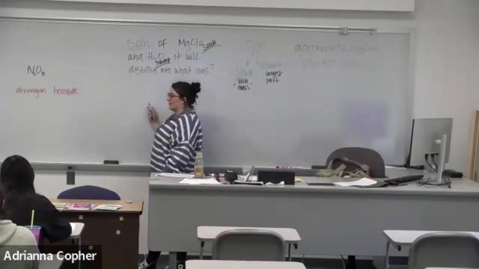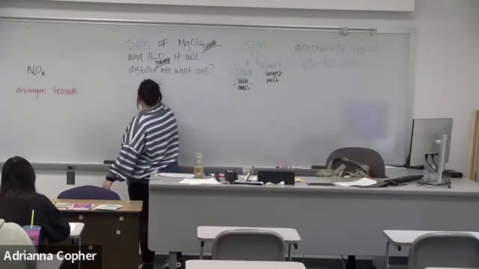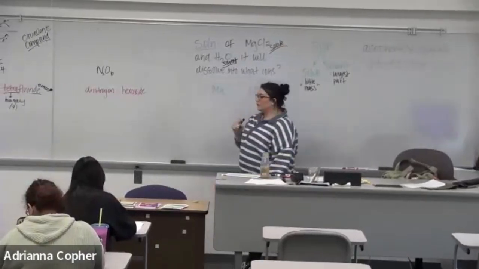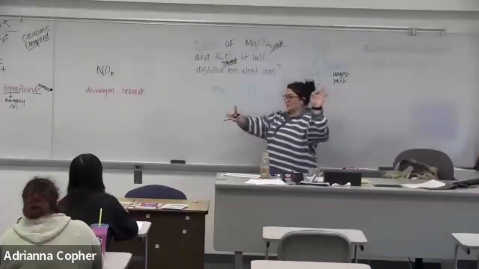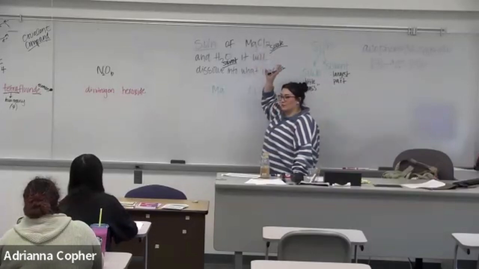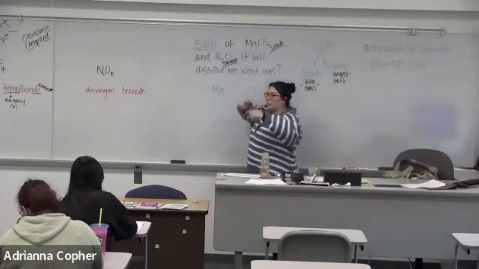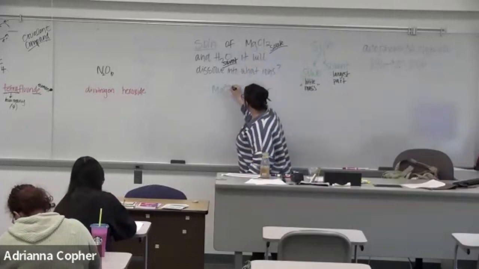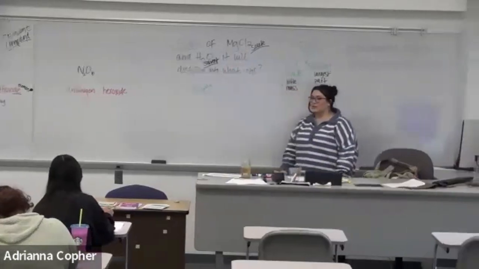What are the ions that are present in magnesium chloride? Magnesium and chloride. What are their charges? Don't look at the periodic table. Look at my formula. 2 and 1. That 2 has to belong to magnesium. We're doing reverse flipping. 2 plus. Yes, you can look at the periodic table and know that.